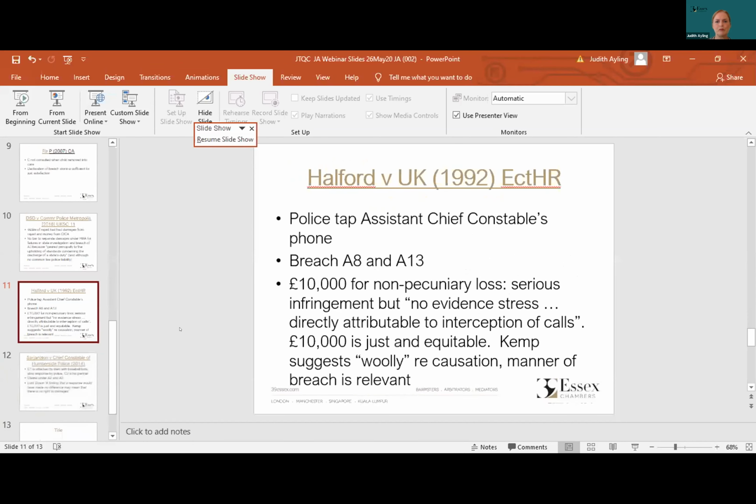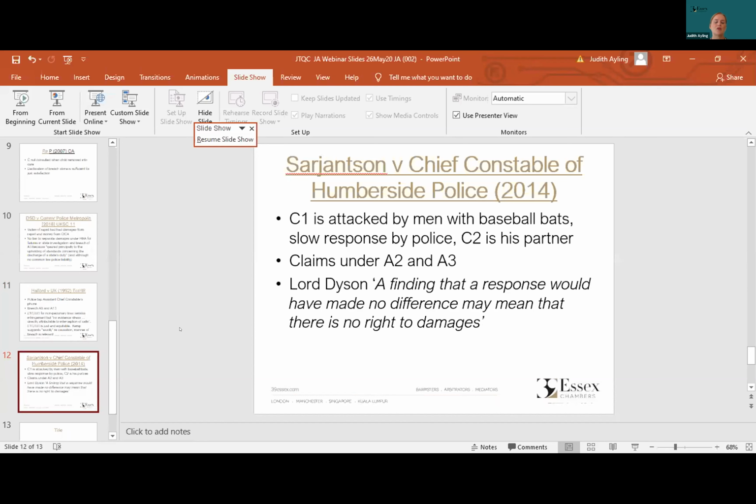The case which I do want to emphasise to you, it's a fairly recent case of 2014, and it's a decision of Lord Dyson in the Court of Appeal. The claimant had been attacked, as I said in the slide, by men with baseball bats. There had been a slow response by the police, and the claimants claimed under Article 2 and Article 3 of the HRA. What Lord Dyson said was that there was a breach of Article 2 and 3, this was what was going to go on to trial.